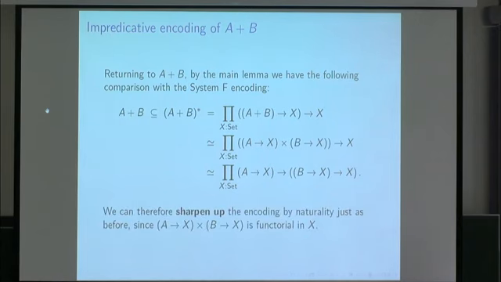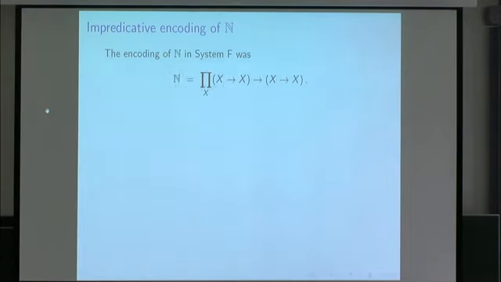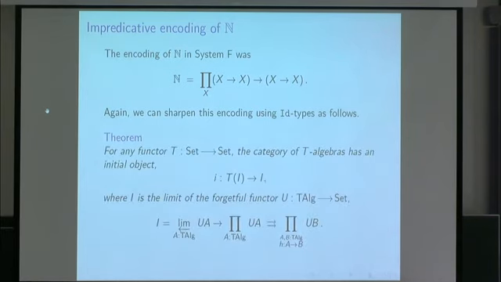So that's what I mean when I say sharpen up the encoding. I mean, take the system F encoding and then use the identity types to reason about what's the subtype that we really are interested in. So that's what I mean. And now I'm going to do that in a more systematic way for some other types. For example, I'm going to do it for the system F encoding of the natural numbers. We're going to sharpen up that encoding using identity types.